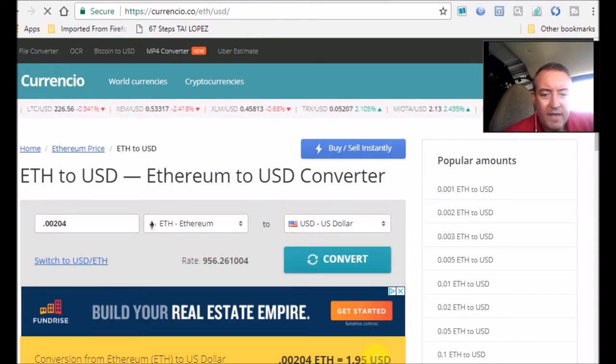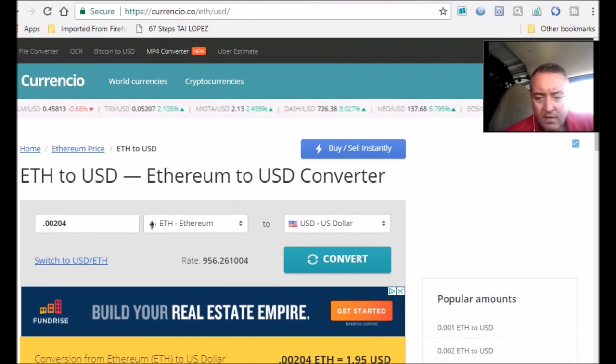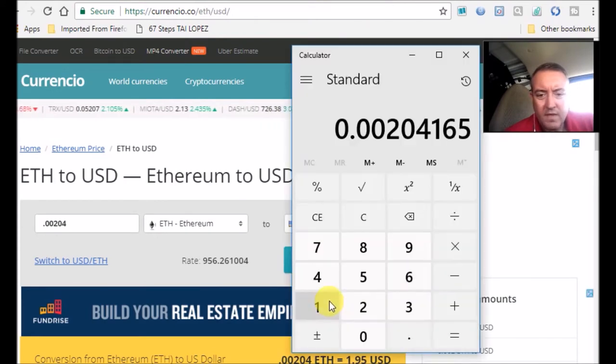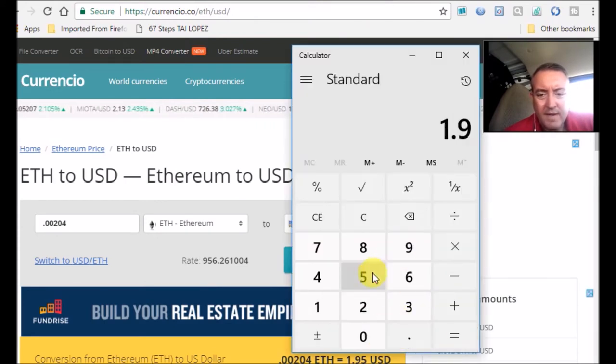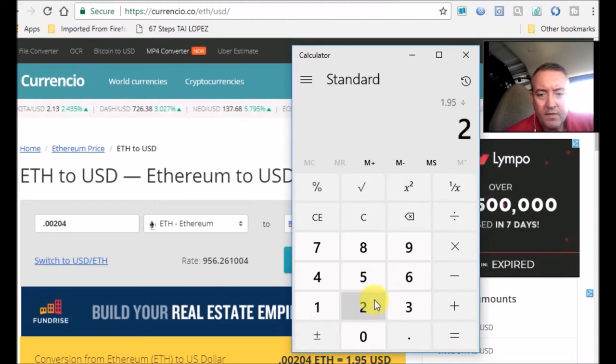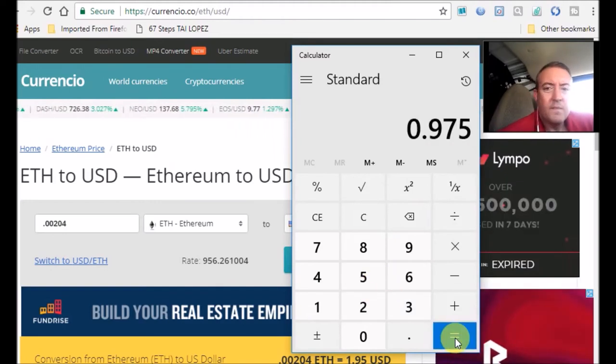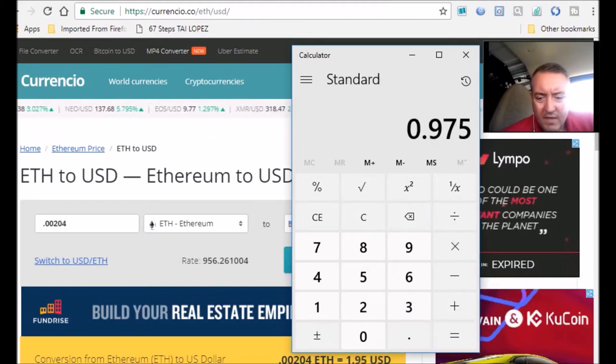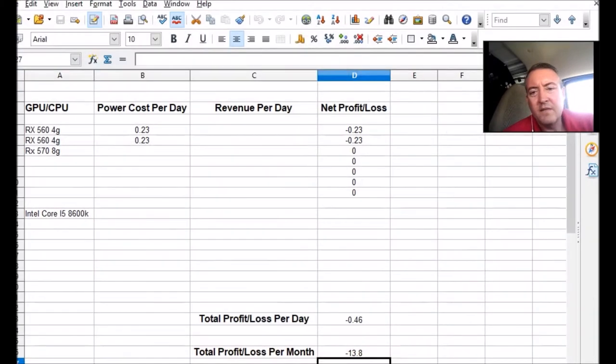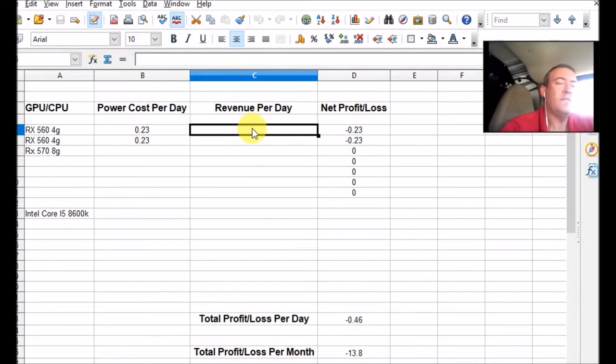$1.95 a day, according to that. So let's take 1.95 and divide that by 2. It's going to be 97 cents. So we'll go over to my profitability for my rig.